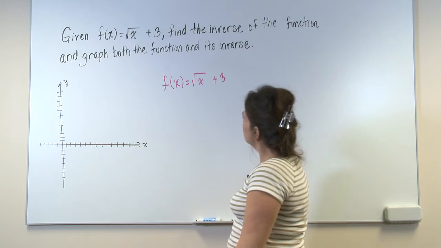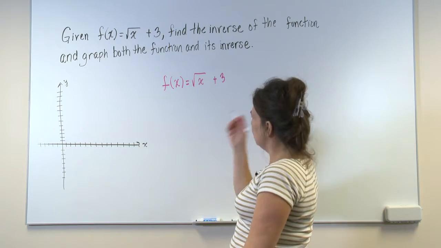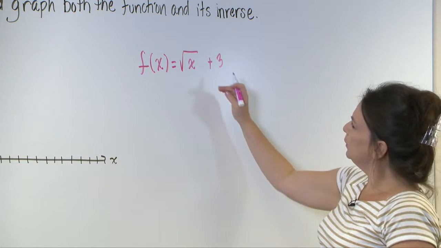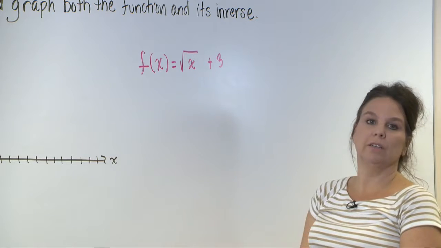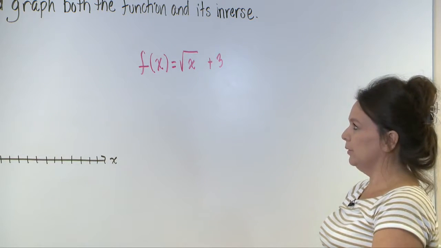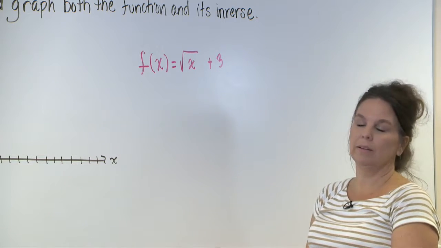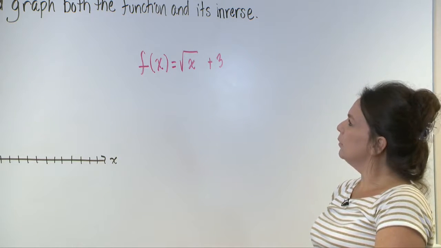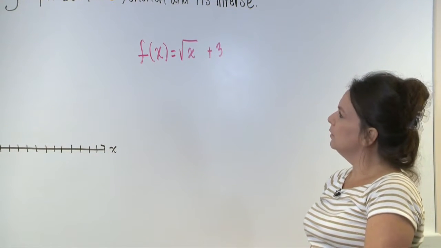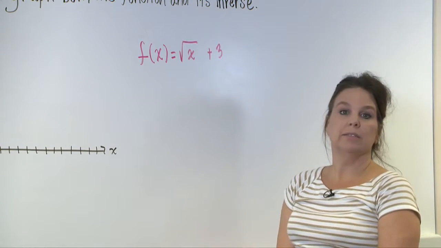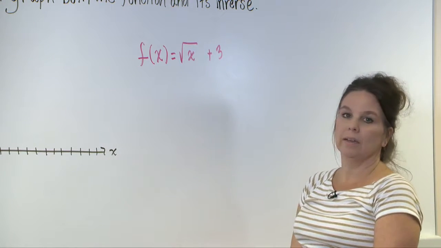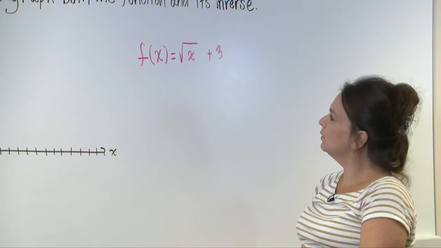One thing I could recognize is that this is the square root function, and it's been shifted up 3 units by this vertical translation of plus 3 units. Another thing I can do is make a table of values and graph the function based on the table of values. One thing I need to recognize is what is the domain of the function? What values of x can I substitute into the function?